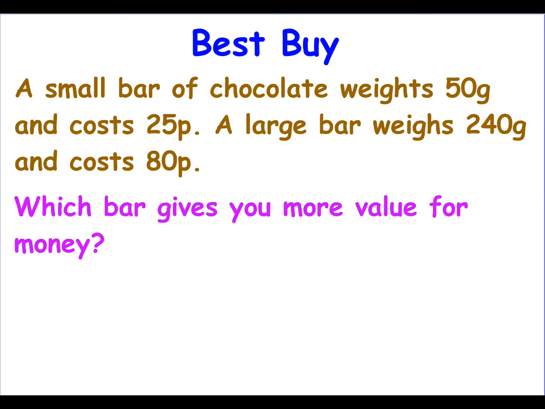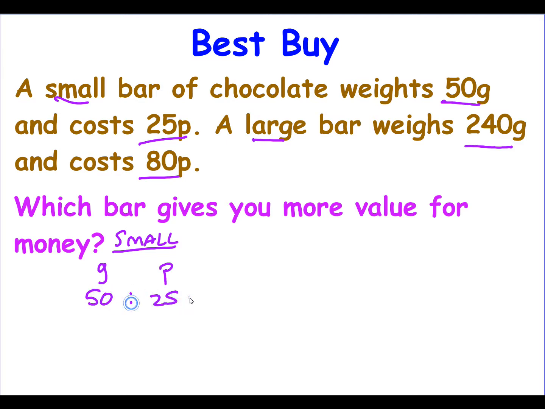Have a go at doing this one, comparing like with like. So we've got a small bar of chocolate that weighs 50 grams and costs 25 pence. And then we've got a large bar which is 240 grams and costs 80 pence. To look at the value for money, we need to compare like with like. So for the small bar of chocolate, we've got a relationship between grams and pence. And it's 50 grams is 25 pence. So if I divide by 25, it tells me how much of my chocolate I get for a penny.